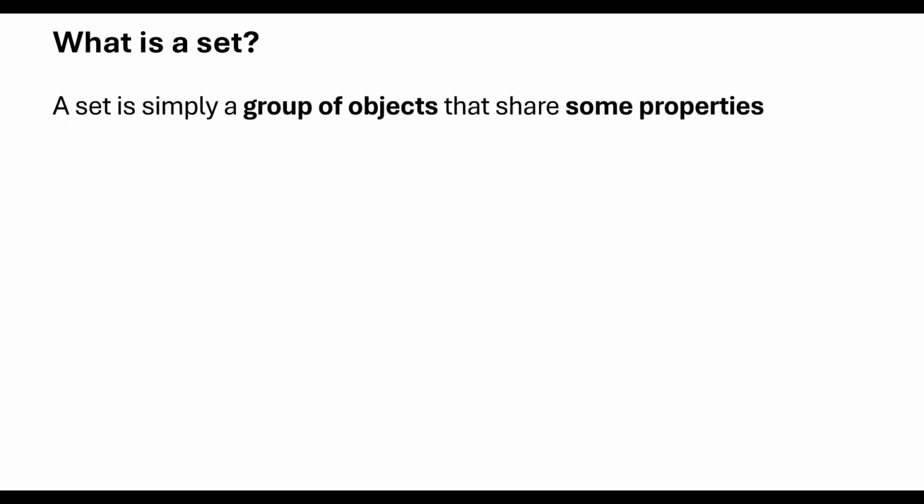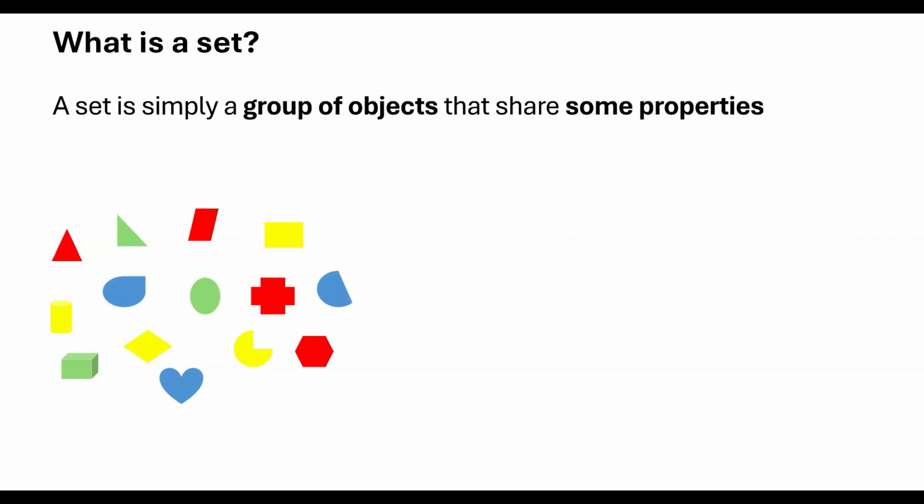So, what is a set? A set is simply a group of objects that share some properties. Now, this is a really simple definition for a set. Now, let's look at one example. In front of you, you see some objects. What you get is just the information. The next step we will do is to organize it.